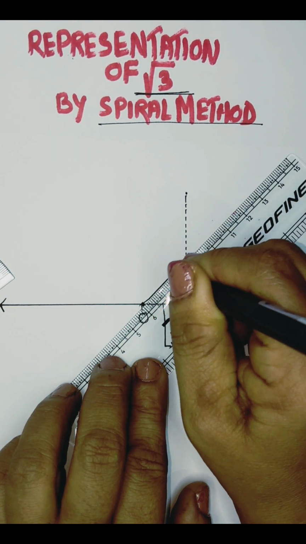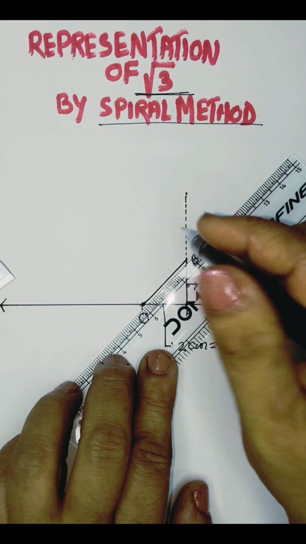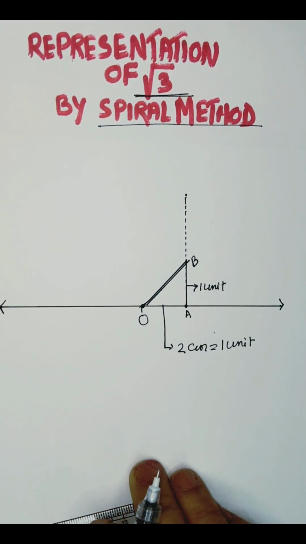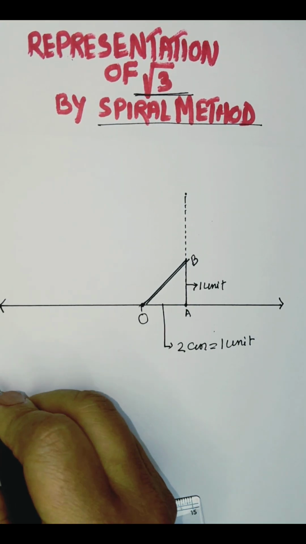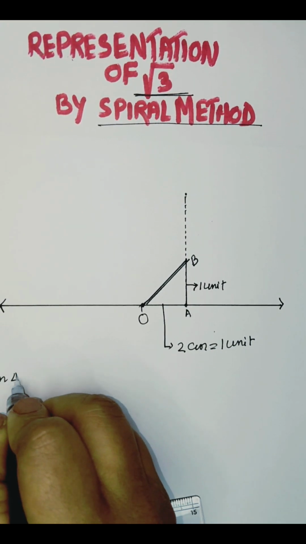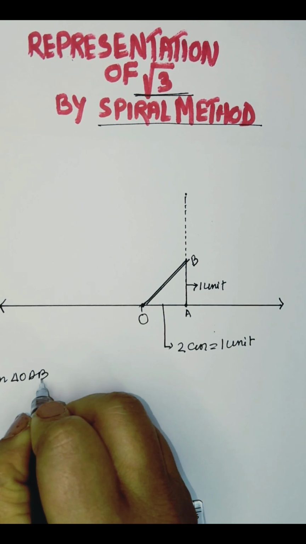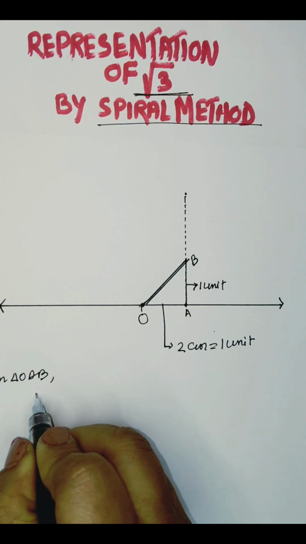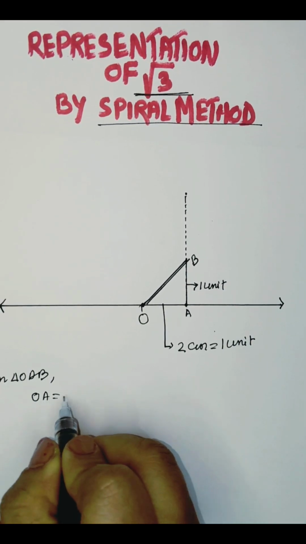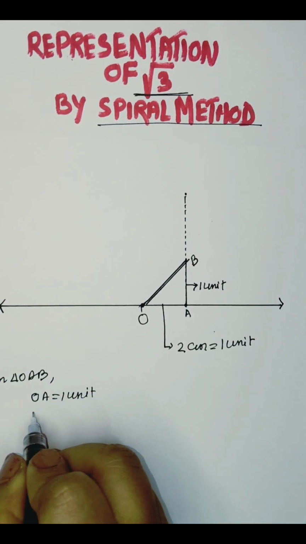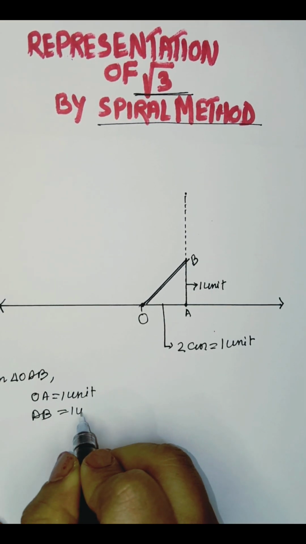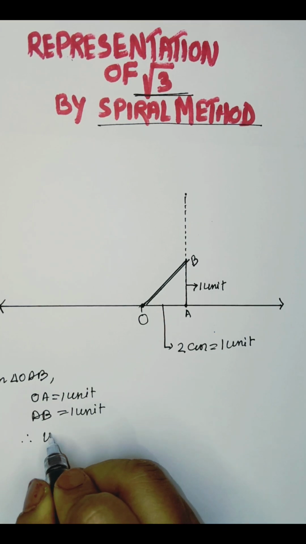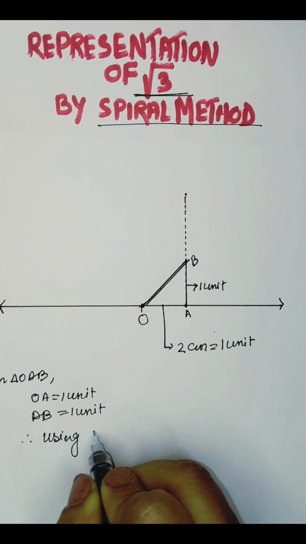What is OB? OB is the hypotenuse of the triangle OAB. In triangle OAB, which is a right angle triangle, angle A is 90 degree. Therefore, here OA equals 1 unit, AB equals 1 unit. Using Pythagoras theorem, we can find out the value of OB. How to find out the value of OB?